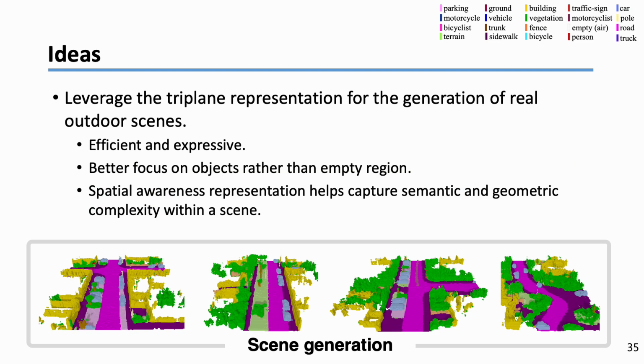So our expectation of using triplane for generating scenes was met. Triplane can efficiently encode an expressive real categorical scene even if it has a high resolution and lots of empty area. And it has spatial awareness that helps capture the semantic and geometric complexity between multiple objects within the scene.